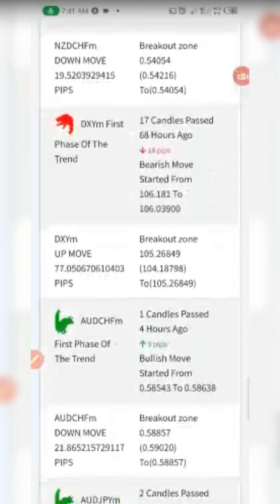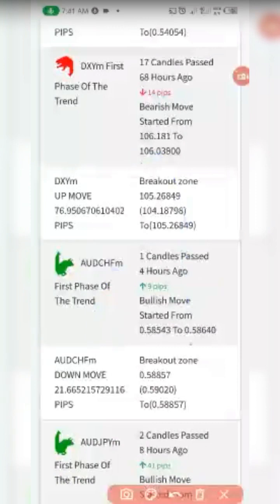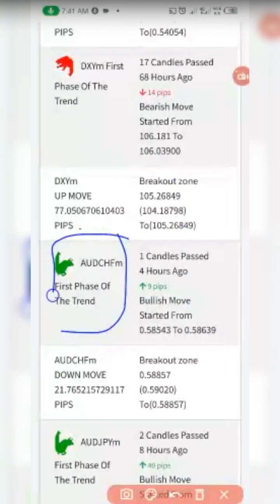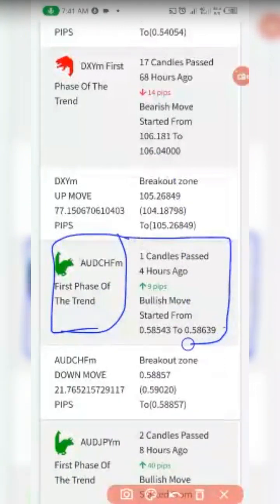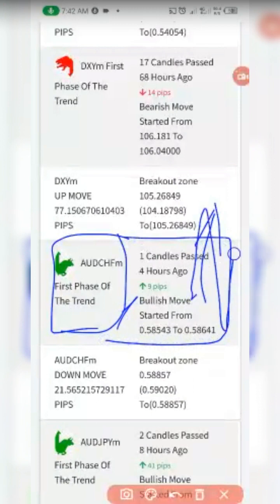No other setup. As you can see, this is in its first phase, but I don't like trading this pair because it's not volatile. This is another example of a bullish move. First phase is not volatile. You can just be here going up and down. So that's why I didn't take it. You must not take all the trades. You only take the ones which are volatile.